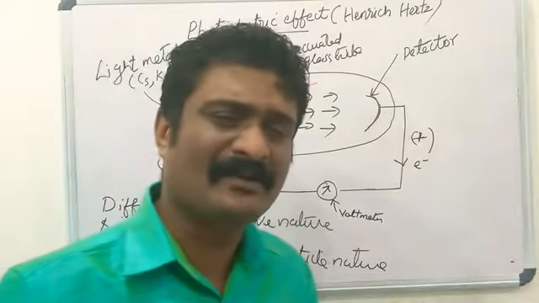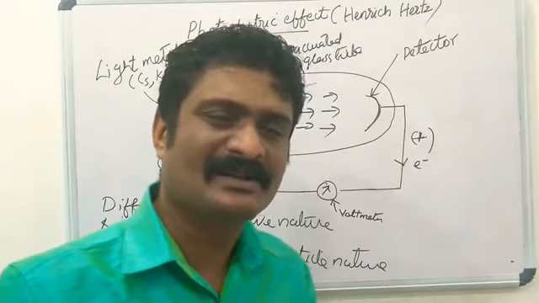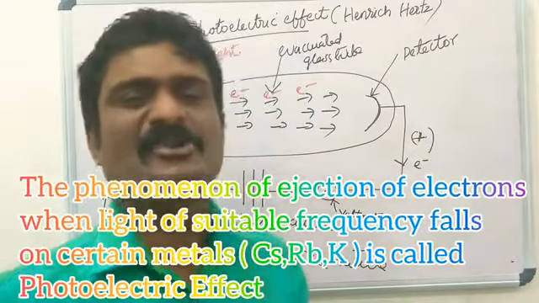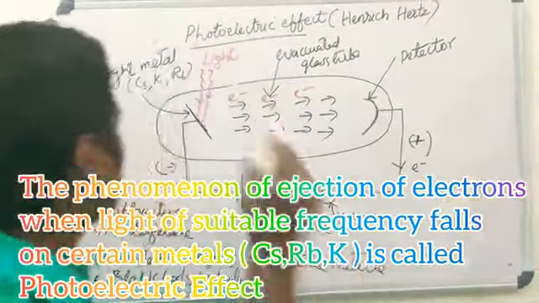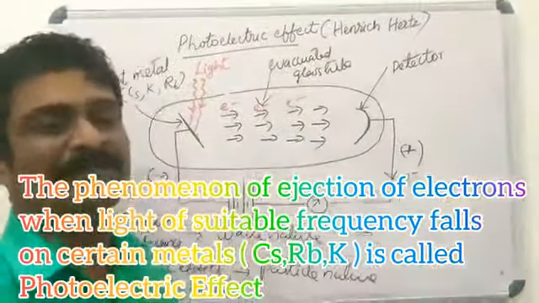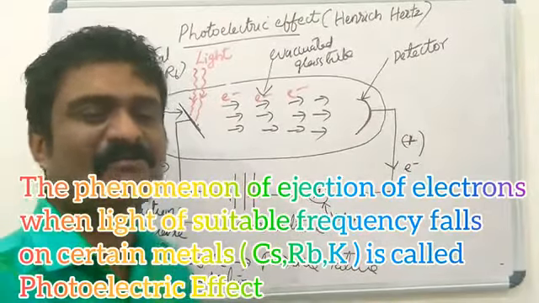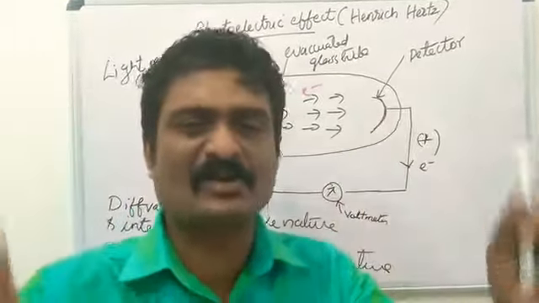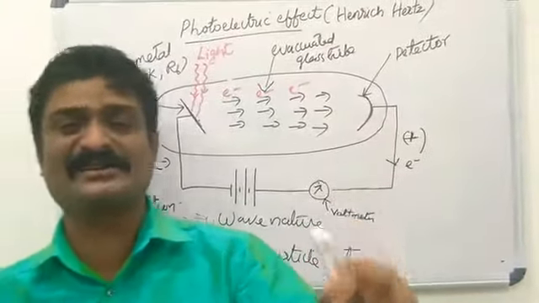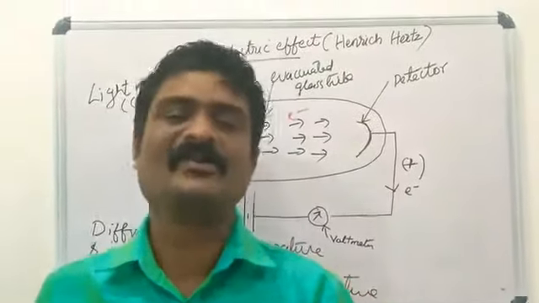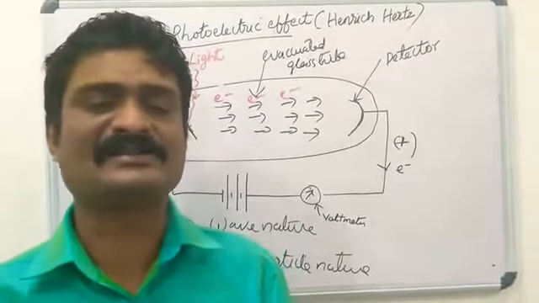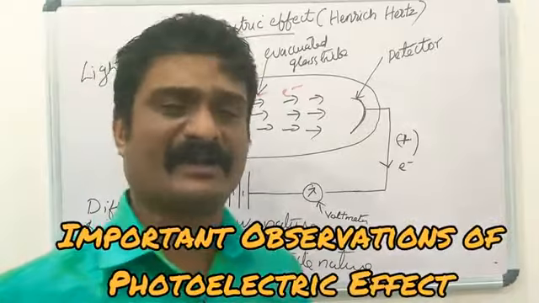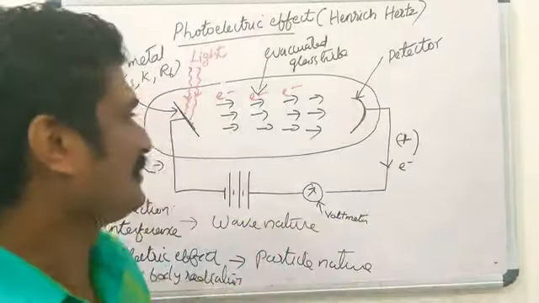What is meant by photoelectric effect? The phenomenon of ejection of electrons when light of suitable frequency falls on certain metals like cesium, potassium, rubidium. The ejected electrons are called photoelectrons, and the electricity thus produced is called photoelectricity. Yes. Then, what are the important observations of photoelectric effect?